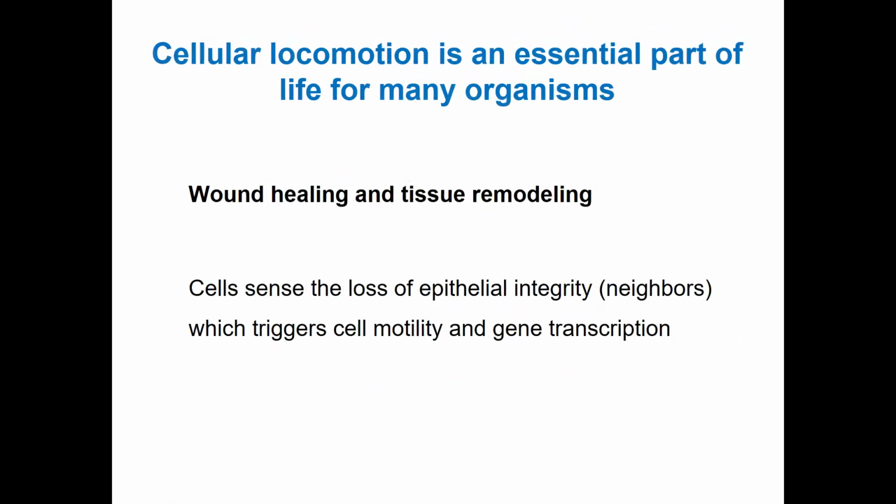And cellular locomotion also is an essential part of life, especially in wound healing. An animal can have wounding, physical injury, or infection. In that case, tissue remodeling takes place, with new cell synthesis, and cells sense the loss of epithelial integrity, that is, of their neighbors, which triggers cell motility and gene transcription to fill up the wound and heal it.